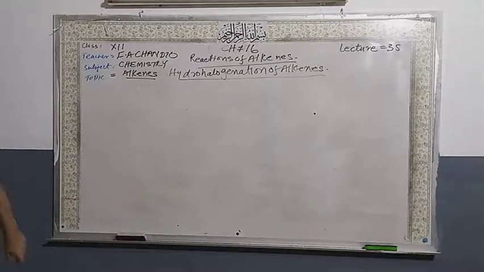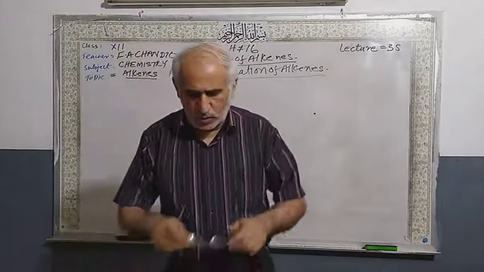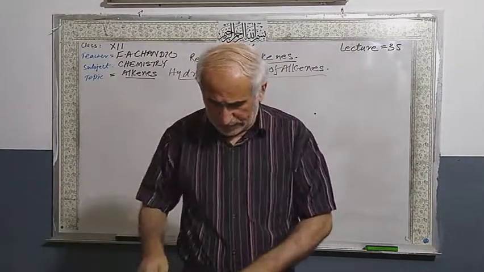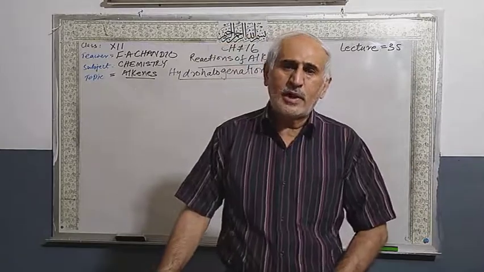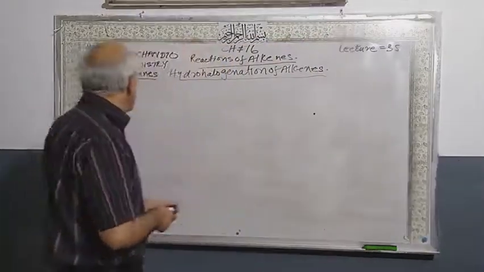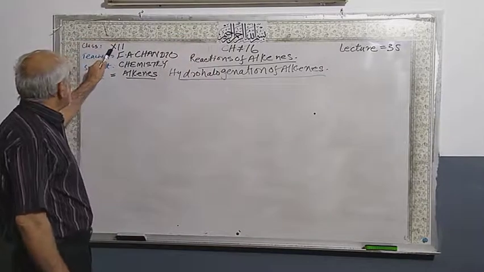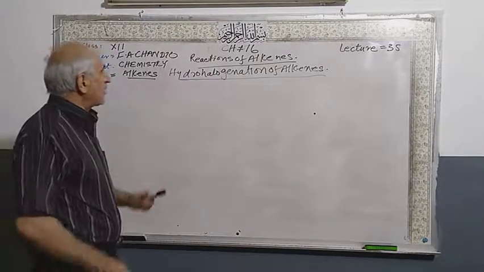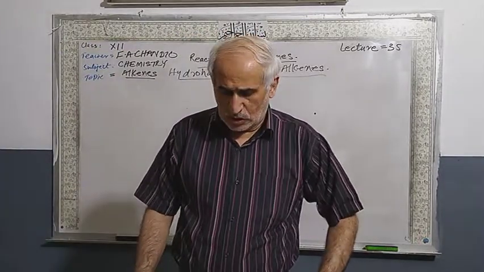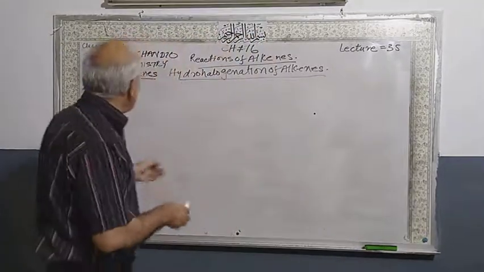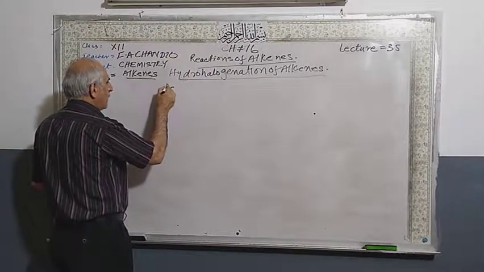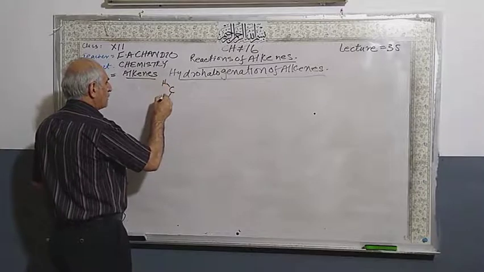Now in this lecture, we will do halogenation, meaning addition of hydrogen and addition of halogens with alkenes. So, halogenation of alkenes, grade 12, lecture number 35, chapter number 16. For halogenation, first I will give a simple example, just like ethene.